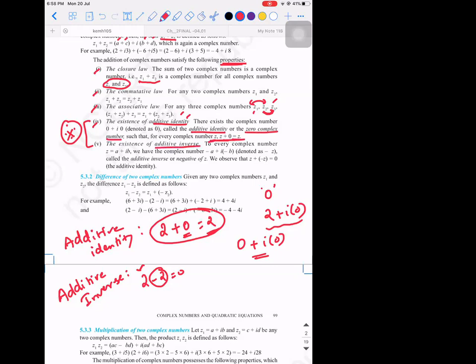Similarly, what is the existence of additive inverse? The additive inverse is the negative of the given number. So if Z is a complex number given as a plus ib, what will be its additive inverse? What should I add to Z to get 0? Minus a minus ib. So minus a minus ib is called the additive inverse of a plus ib. This is a very simple concept. Make a note of it.